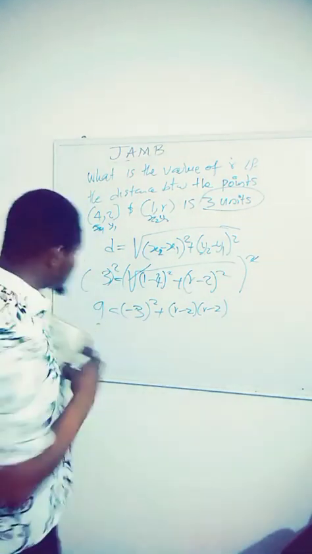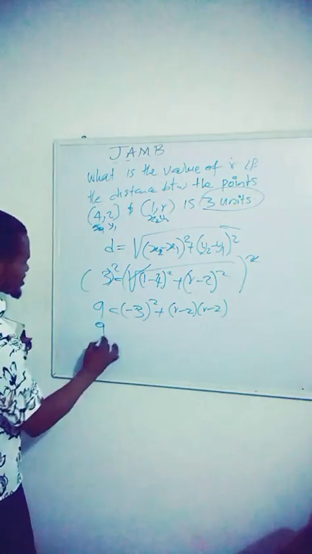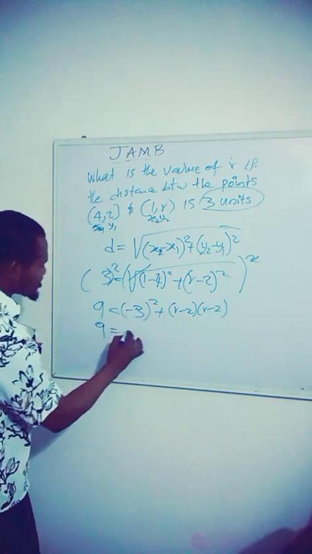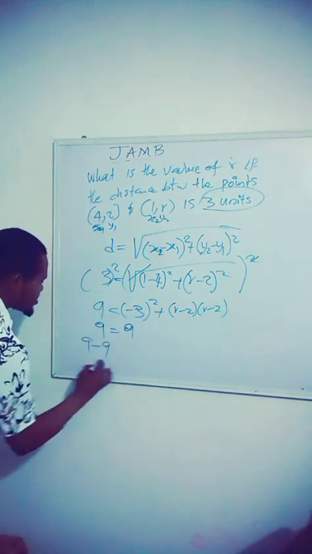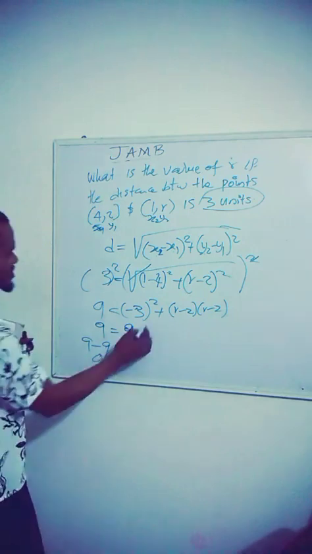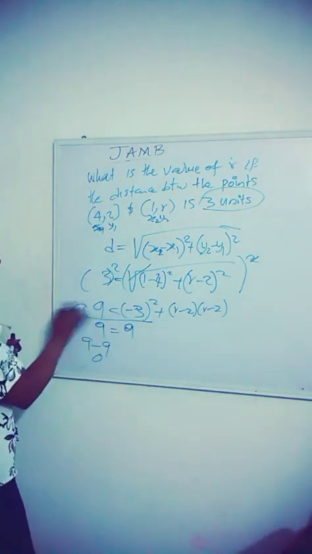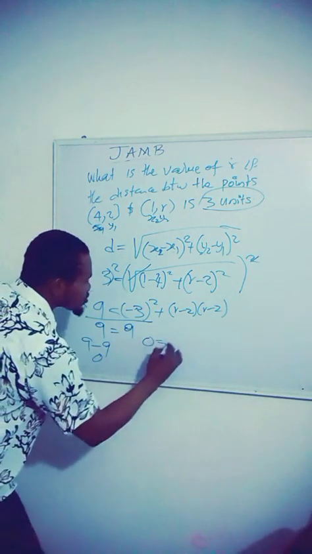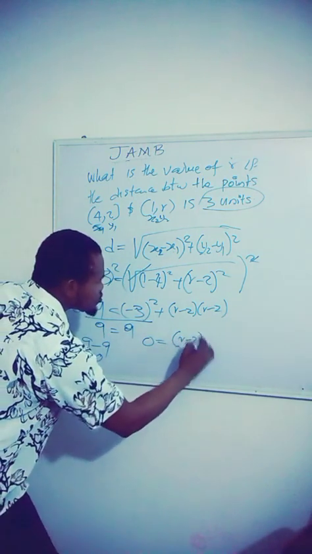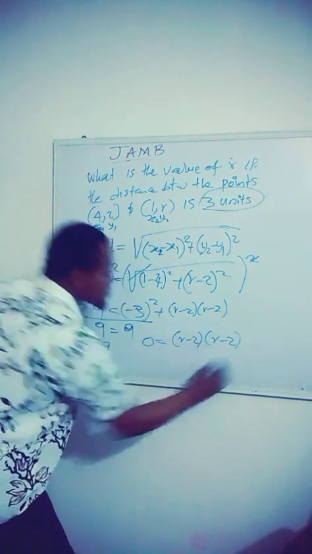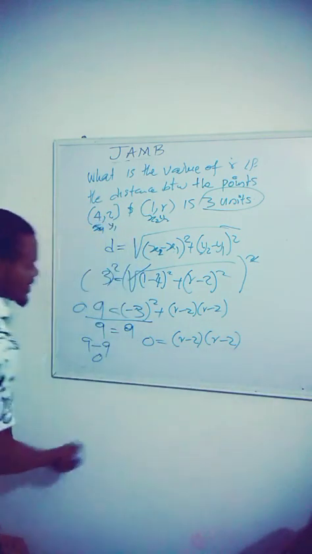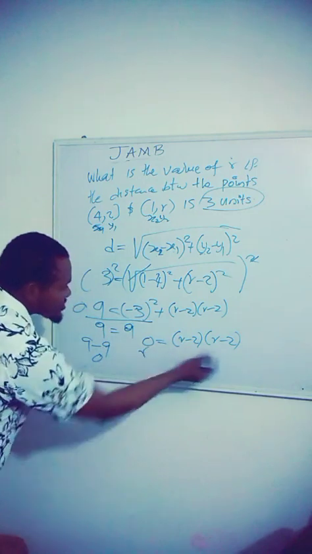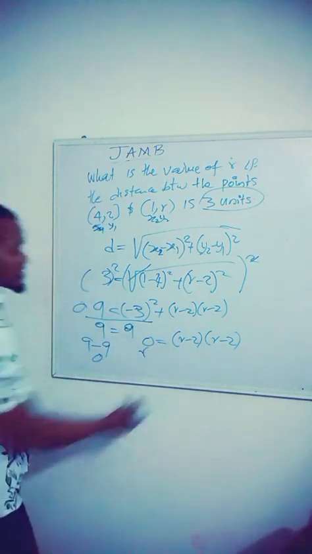The reason is this. Look at something. This is 9 equals to minus 3 times minus 3. This is also 9. If you say 9 minus 9, the answer is 0. It means right from here, everything here is 0. So we are saying 0 equals to r minus 2, then r minus 2. Do you see now? R minus 2, r minus 2. So if this is the case, you can now say r, notice a factor there.